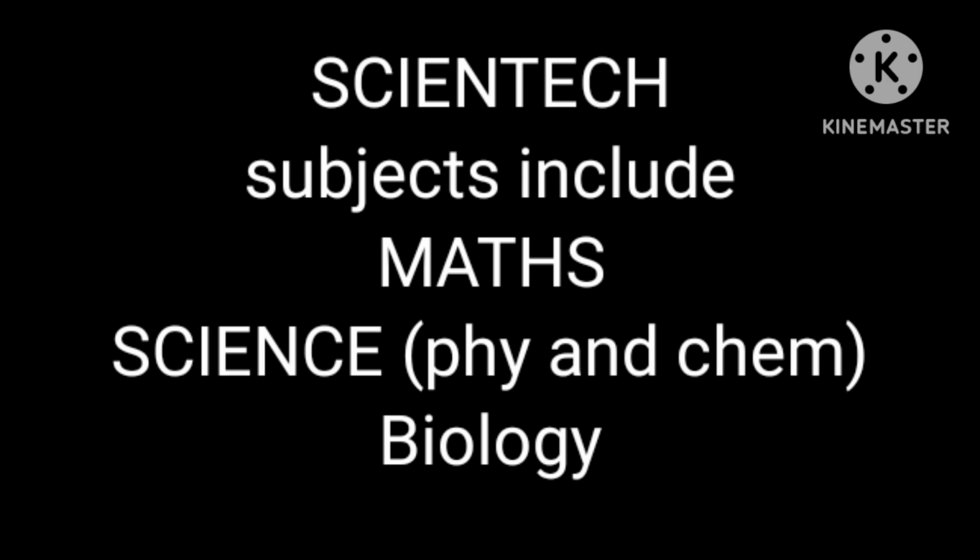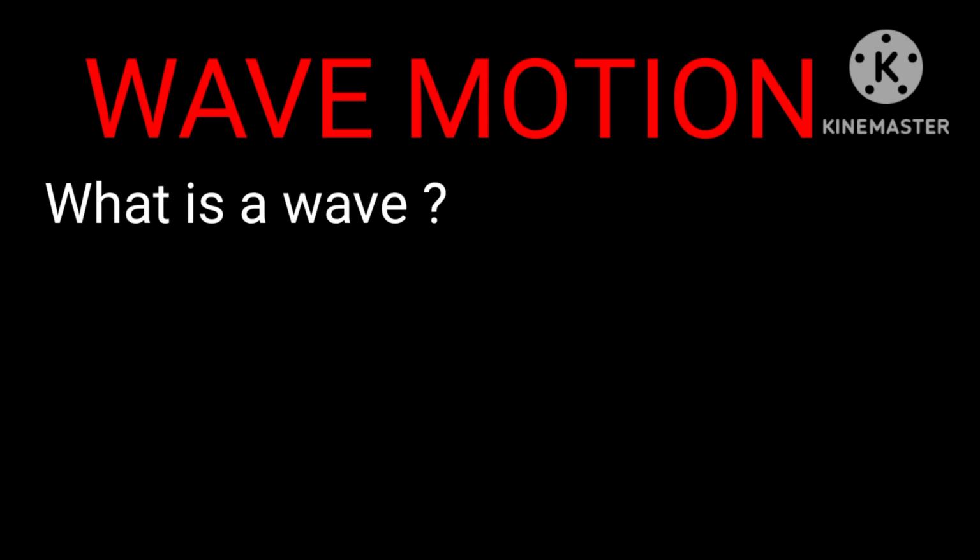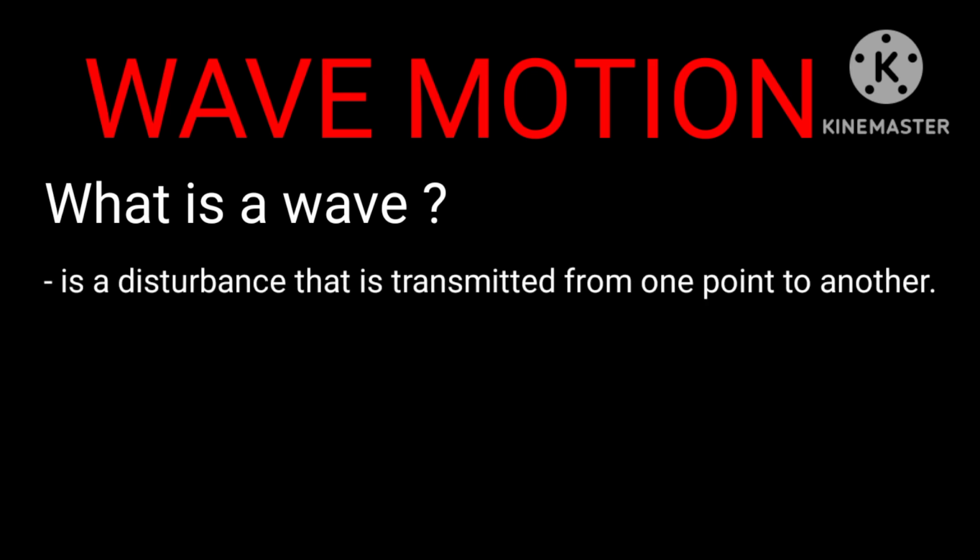So the main topic we'll be studying today is waves. So what is a wave? That's the first thing you should be asking yourself about wave measurement. So we'll define a wave first. It is an easy definition that you should keep in mind because most of the time it should be coming in any exam paper. So it's a disturbance that is transmitted from one point to another. It is simple as that. Just try to keep that in mind and you'll see.